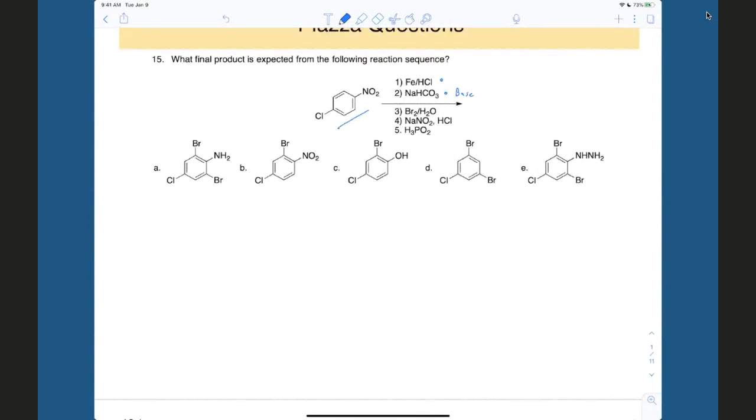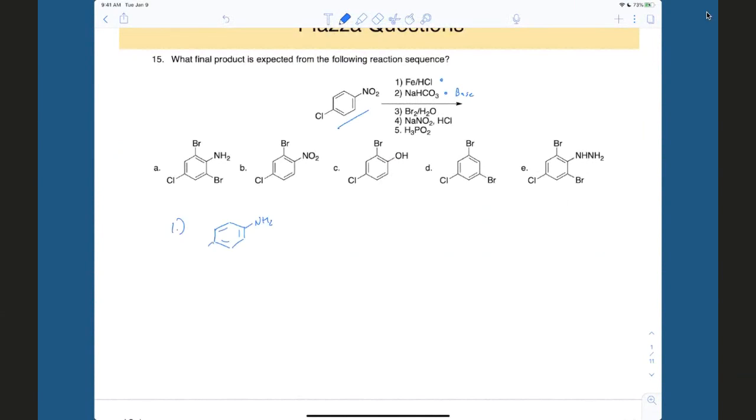So the first step is a reduction. This is a reduction reaction of nitro groups. We have several of these. There's also the zinc amalgam that will reduce them. Zinc acid reduces nitros. Tin chloride reduces nitro groups. And you can also hydrogenate nitro groups. So the first product will be the conversion of the nitro group to an aniline, an NH2.